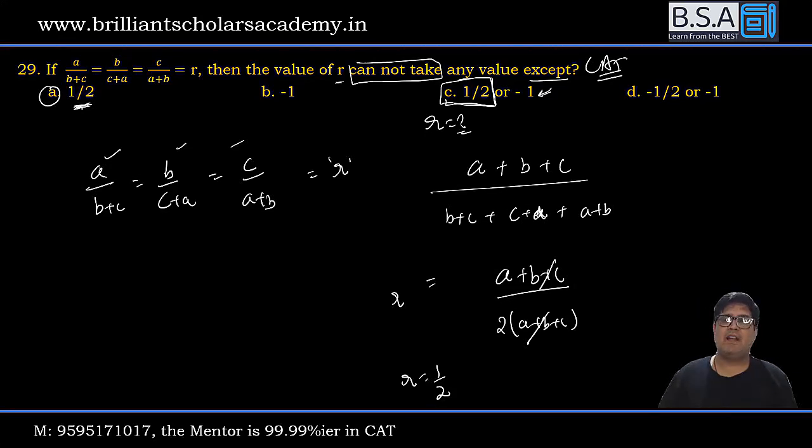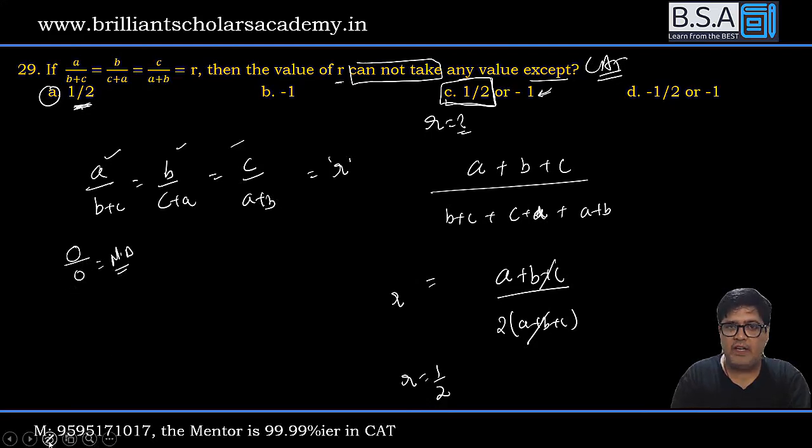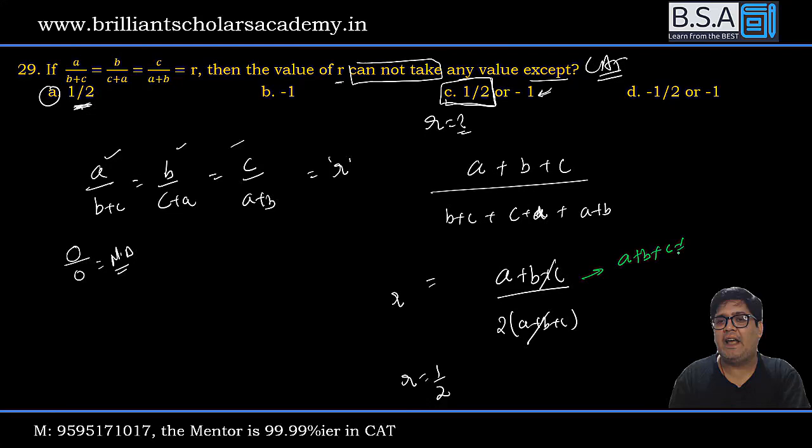A lot of people will consider this question as an algebra question. A lot of people will consider this as a ratio proportion question. But this is a numbers question. How? You should never divide 0 by 0. That is not defined. What we did here to get the answer is we cancelled A plus B plus C.